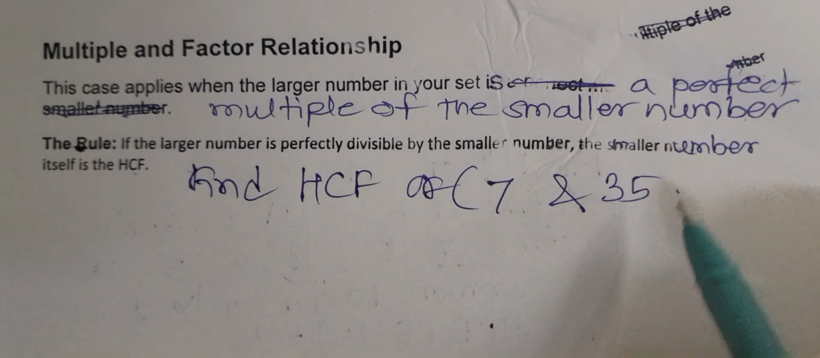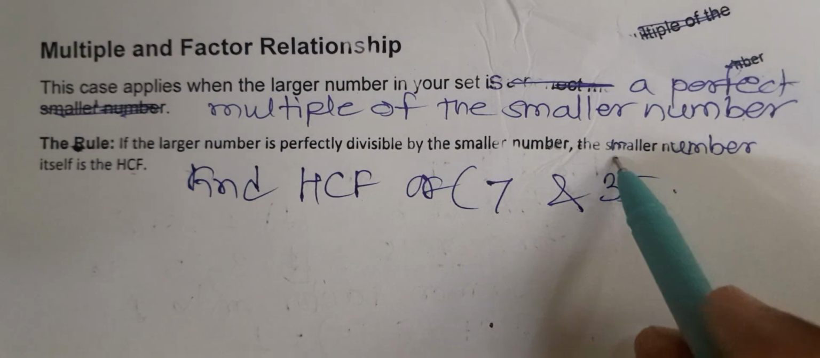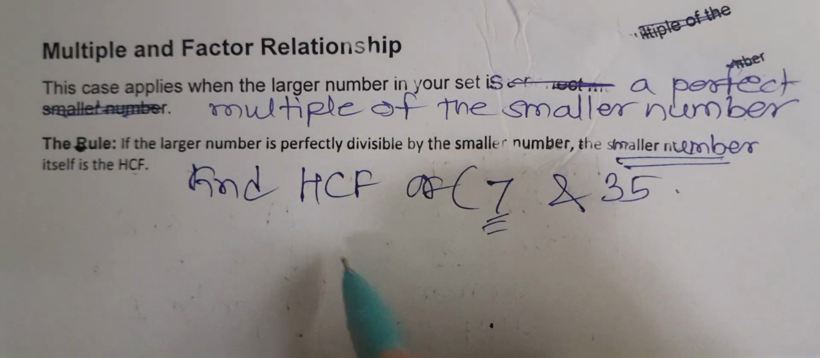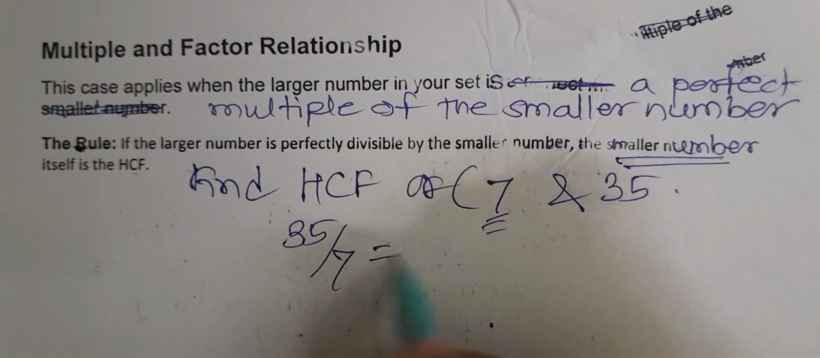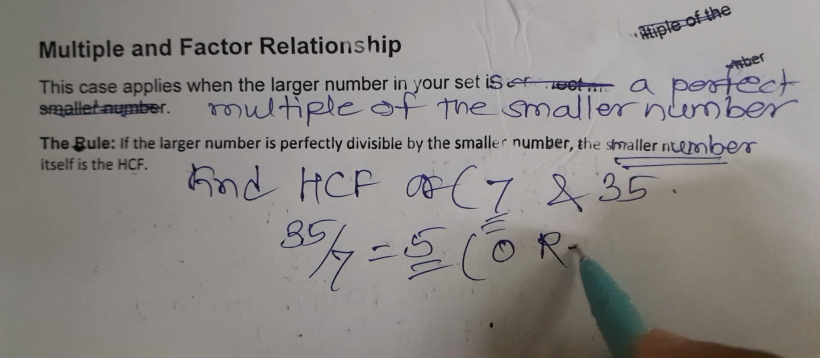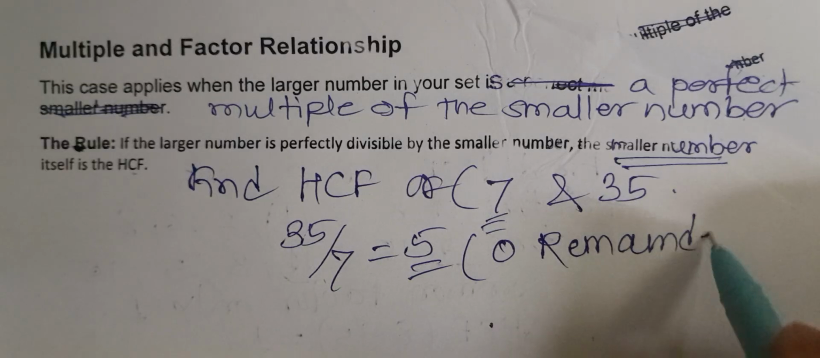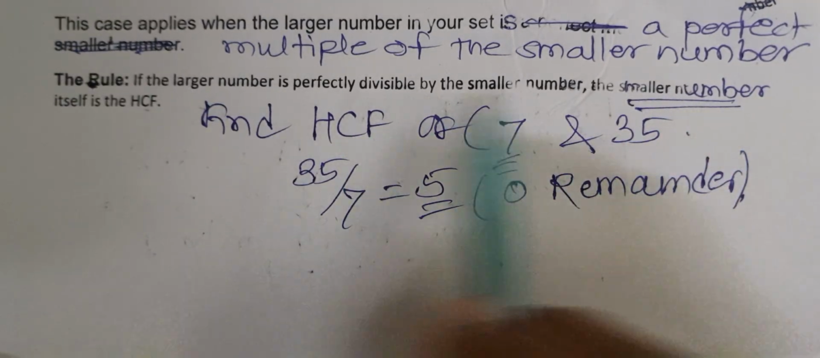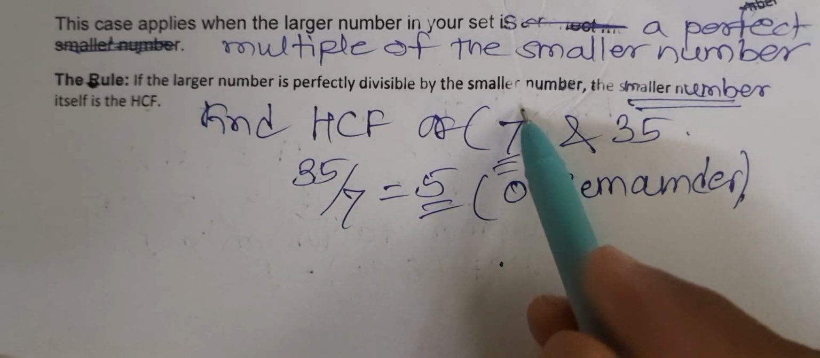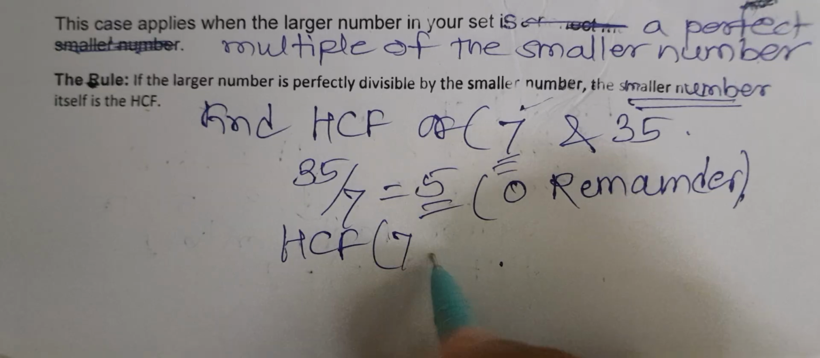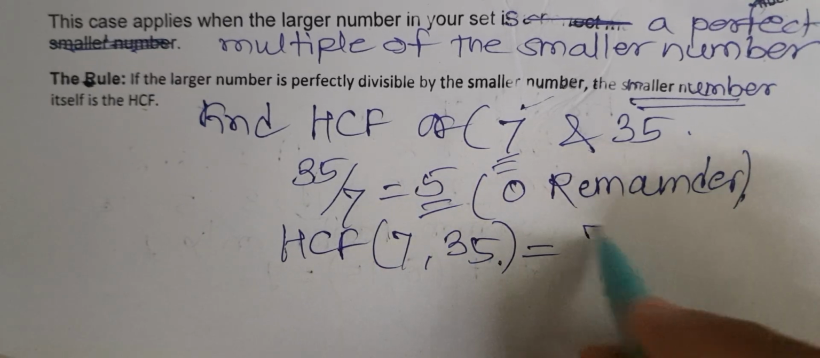So the smaller number is the HCF. Which one is the smaller number? The smaller number is 7. If you divide 35 by 7, 7 times 5 is 35 and there is no remainder, 0 remainder. So HCF is the smallest number. Smallest number is 7. So HCF of 7 and 35 is 7.